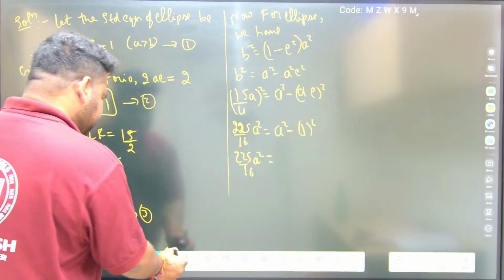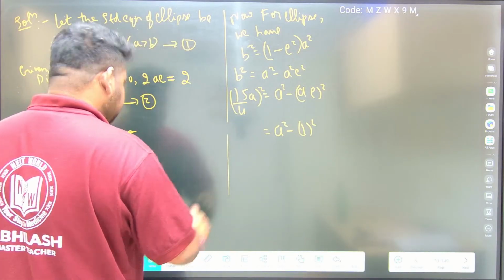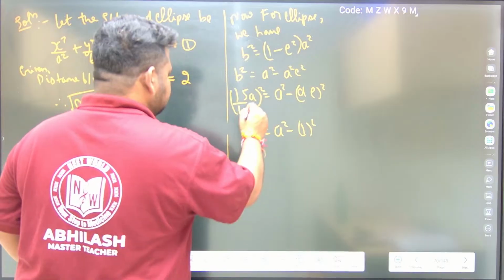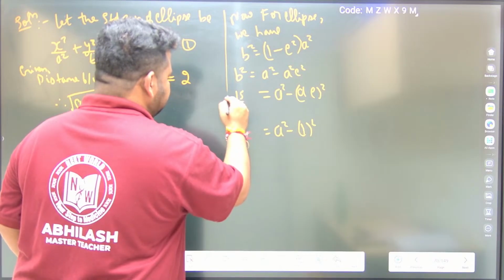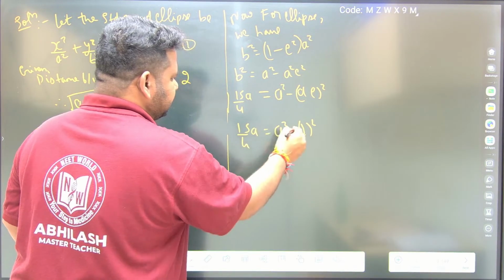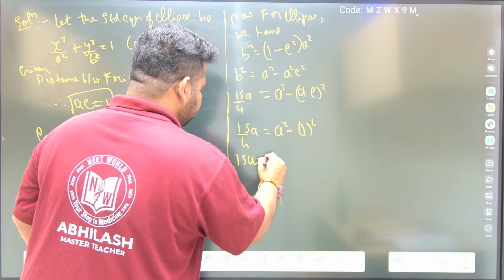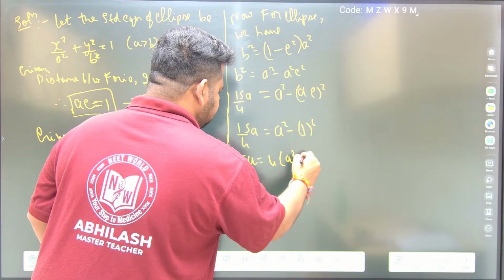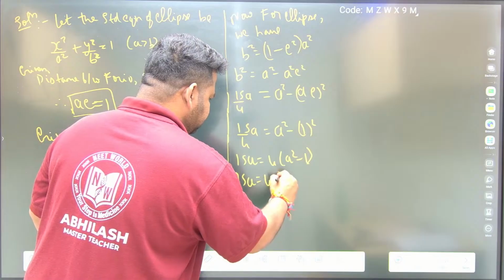Okay, what we are having? b square itself is 15 by a, right? No need to square this. Be careful. This will become 15 by 4a is equal to a square minus 1. So 15a is equal to 4 times a square minus 1. So I can write it as 15a is equal to 4 times a square minus 4.